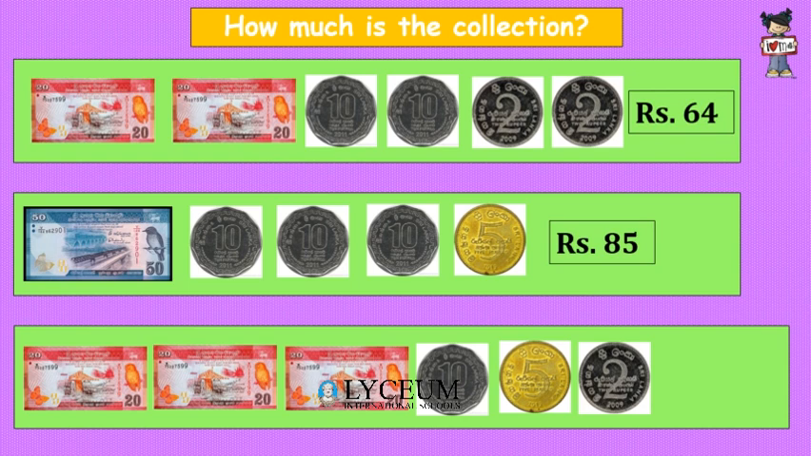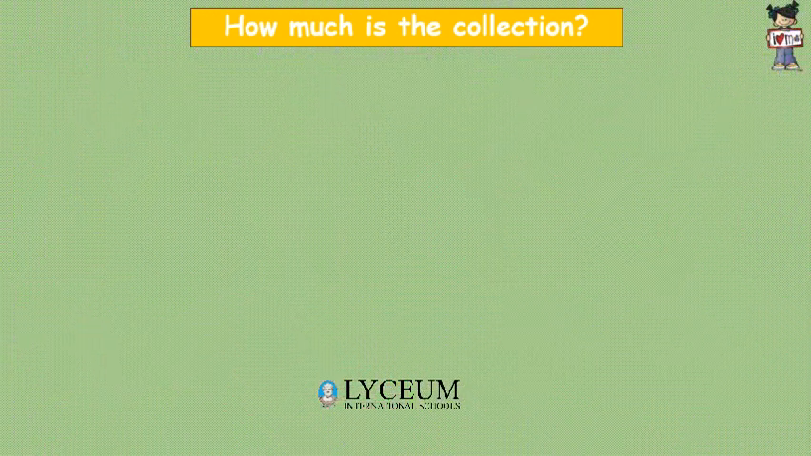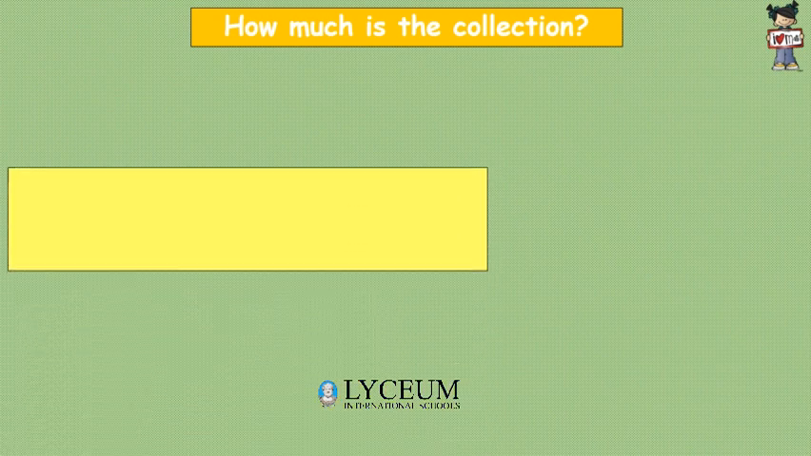Okay. Add the 2 coins. 5 and 2 makes 7. Very good. So now what's the total? 70 and the 7 makes 77. Right? So what is the total? 77 rupees. I can see that you are doing very well. Okay? Very good, children.